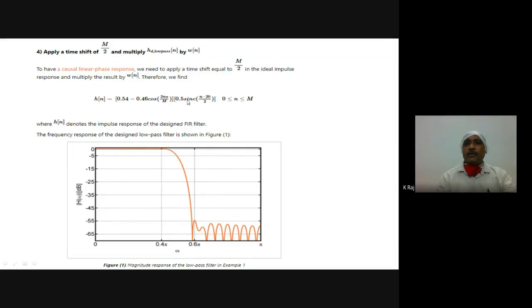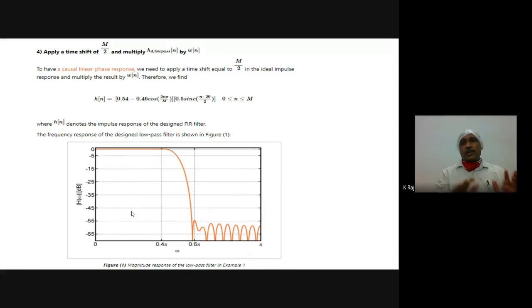And in order to analyze the performance of this one, we have to analyze the frequency response of the designed filter. Now, in order to get the frequency response, we will apply the Fourier transformation, and the amplitude of that Fourier transformed impulse response will be the amplitude response. This graph 1 represents the amplitude response.